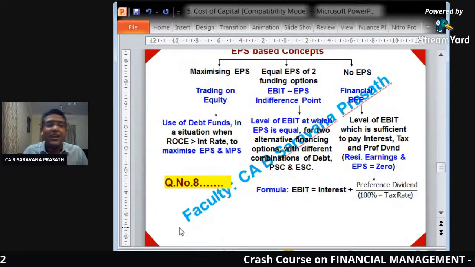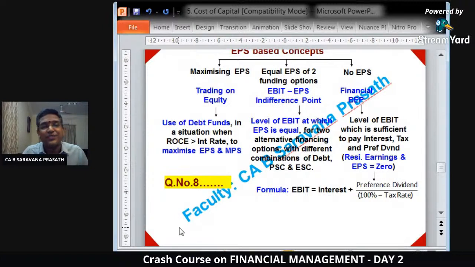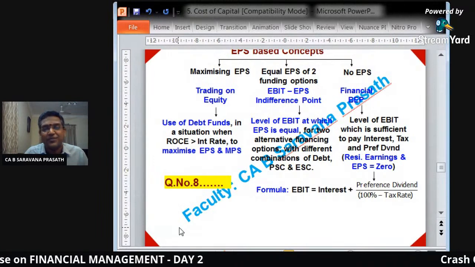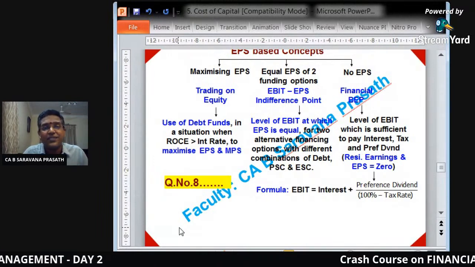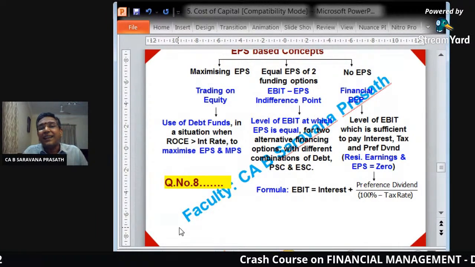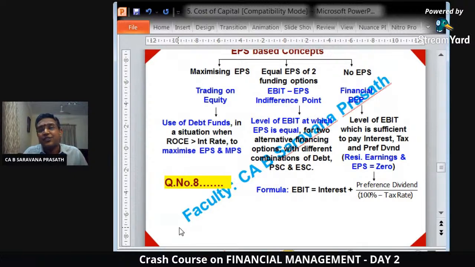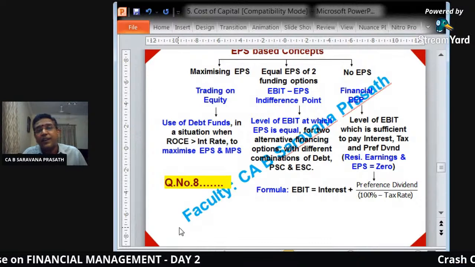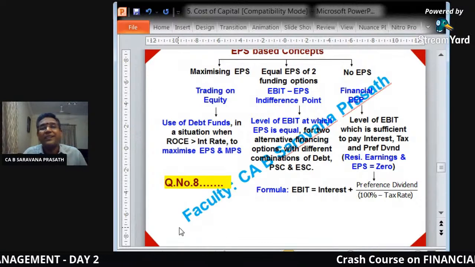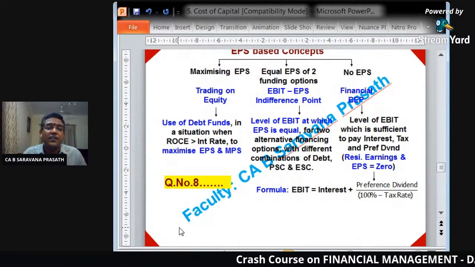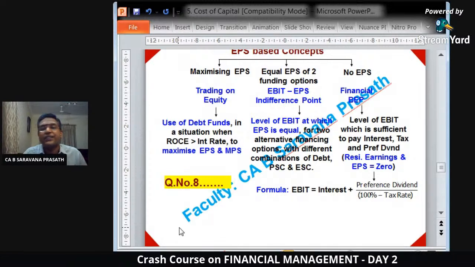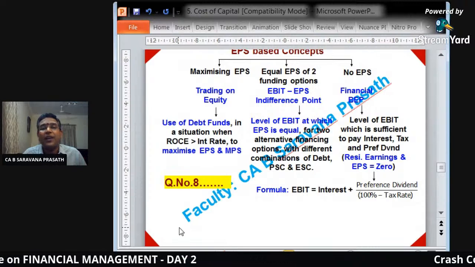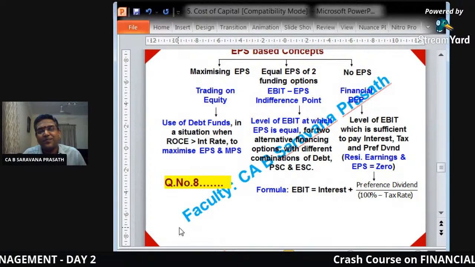Second concept, equal EPS of two funding options. This is called the EBIT-EPS indifference point. What is the meaning of this? It is that level of EBIT at which two different financing options, with different combinations of equity, preference, and debt, give you the same EPS. EPS is equal under both the alternatives.